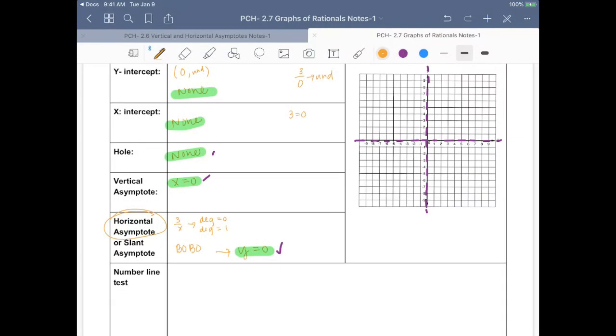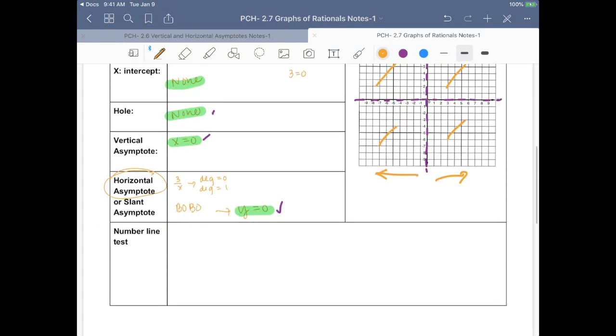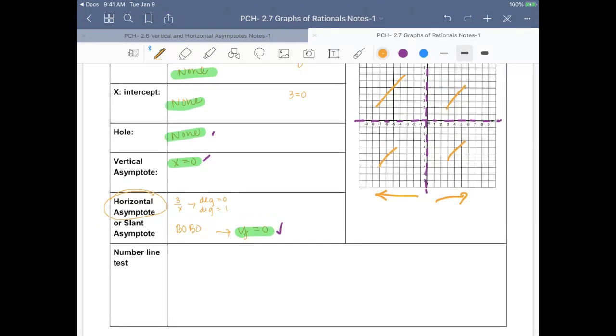Left of the asymptote, is it going to be in the top or the bottom section? And right of the asymptote, is it going to be in the top or the bottom section? So for the number line, we're going to plot any x-intercepts or vertical asymptote values. And I see I have a vertical asymptote at x is equal to 0, and that's it. So that's all we're going to test.